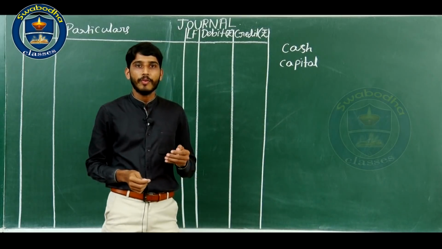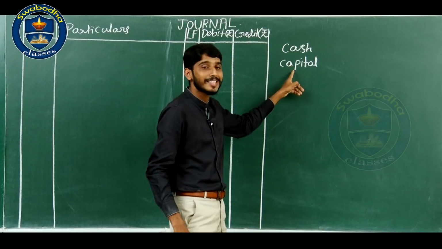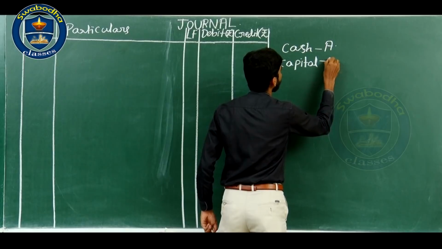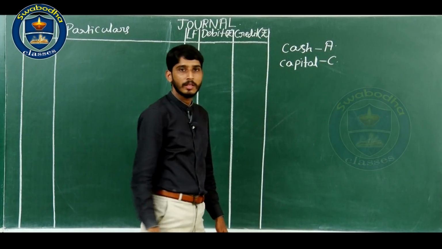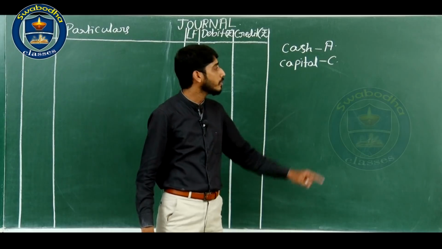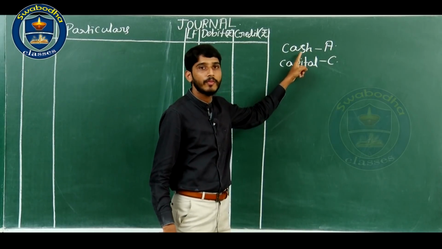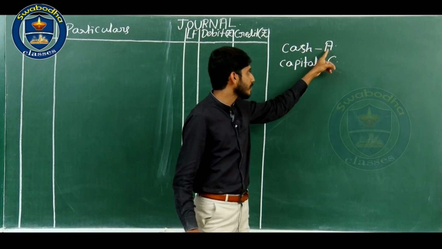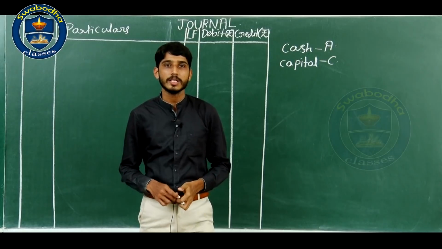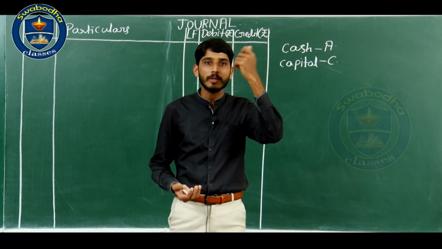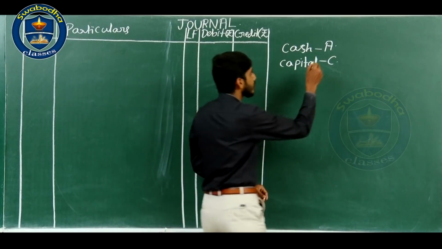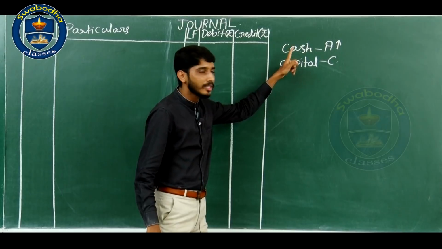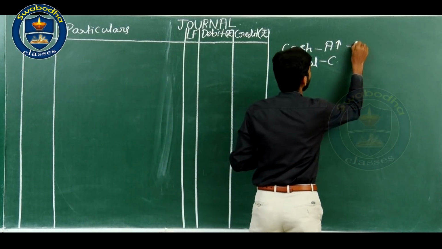Next task is to find out this belongs to which class of account. Cash is an asset, capital is a capital. Next, we have to find out whether the value of these classes of accounts increases or decreases. Cash is an asset. Whenever you invest cash into your business, the cash value automatically increases. So, the asset value increases. The rule says that when the asset value increases, it has to be debited.